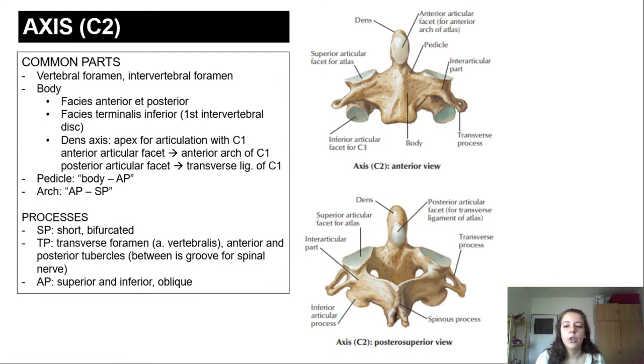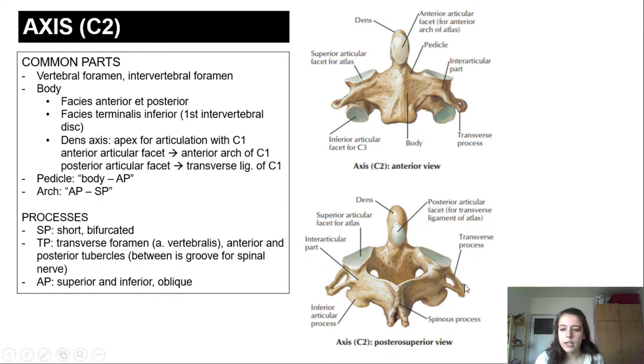Then we have what is called the pedicle, which basically joins the body and the superior articular process, and then the arch that joins the articular process and the spinous process. So again, this is the pedicle and this is the arch. Processes of axis. Spinous process, as well as the rest of the cervical vertebrae, is short and bifurcated. Transverse process, it contains transverse foramen, anterior and posterior tubercles that we mentioned.